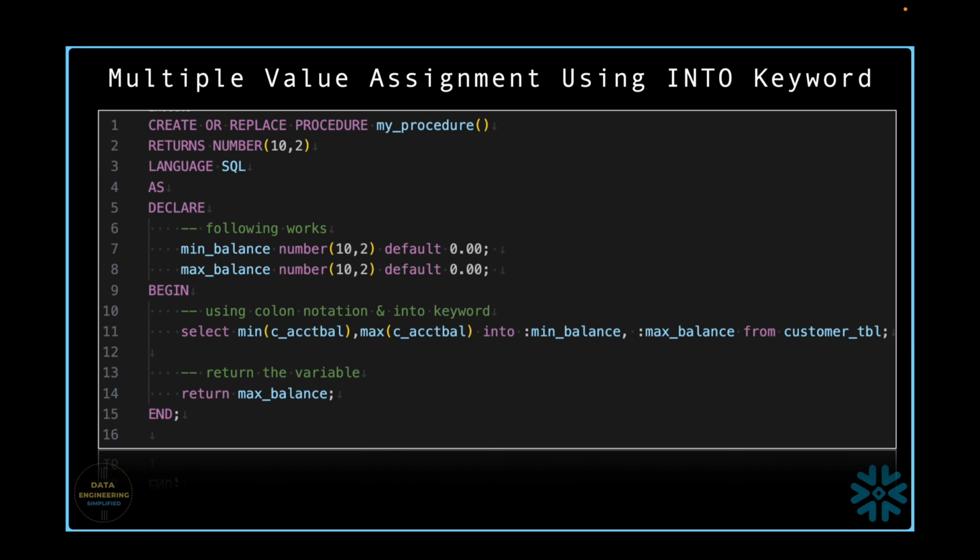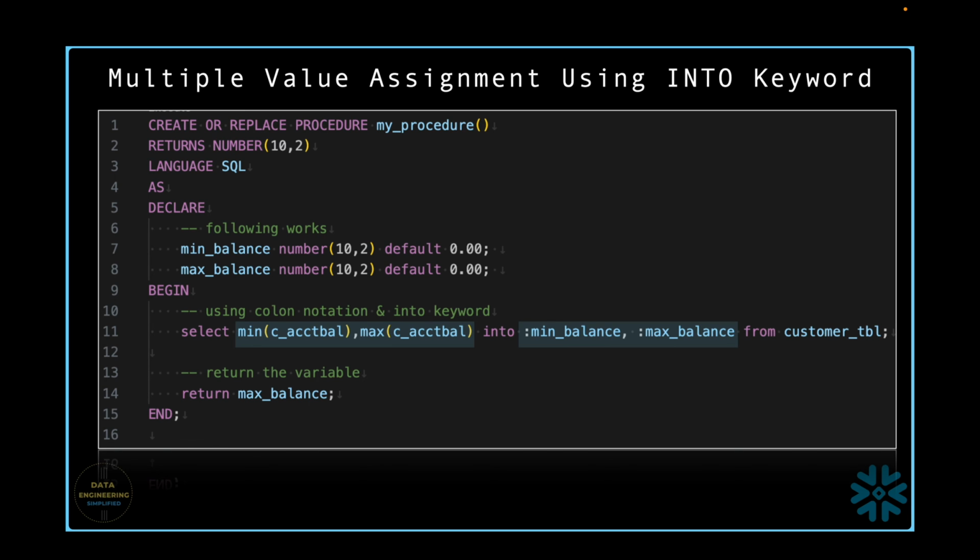So this is my simple stored procedure called my procedure, and it has two global level variables called min underscore balance and max underscore balance. The data type and the default expression are declared with the variables inside the declare section. Now, in line number 11, using select statement, the into keyword is assigning the min and max customer balance values from the customer table respectively to the min underscore balance and max underscore balance variables.